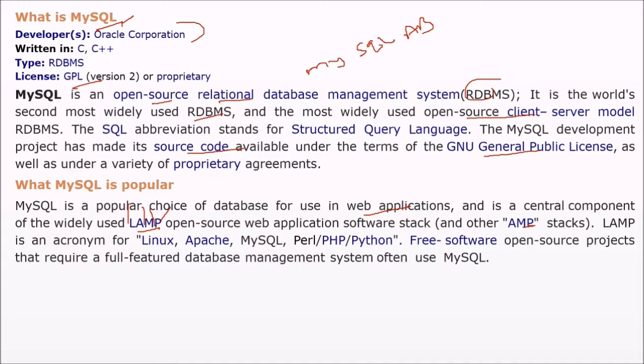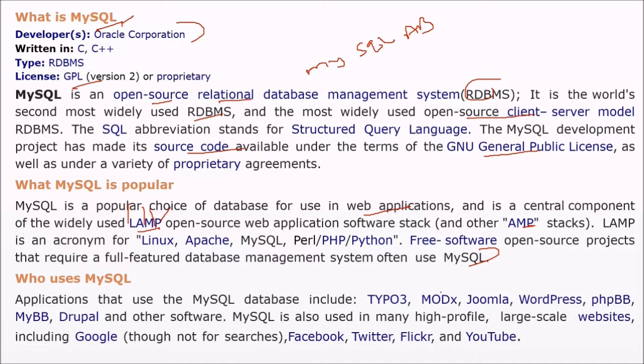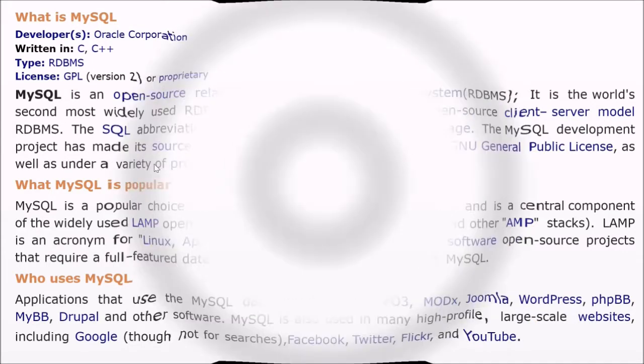MySQL is common in free and open source software projects that require a full-featured database management system. So who uses MySQL? Applications that use the MySQL database include a variety of types, such as Drupal, ModX, Joomla, WordPress, phpBB, MyBB, and more. MySQL is also used in many high-profile, large-scale websites, including Google, Facebook, Twitter, Flickr, and YouTube.